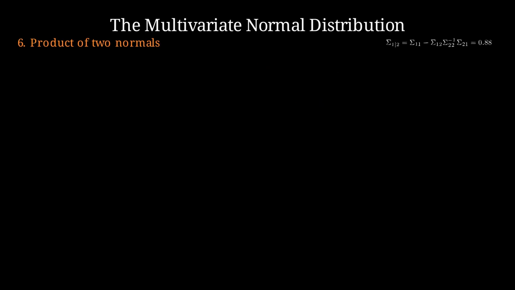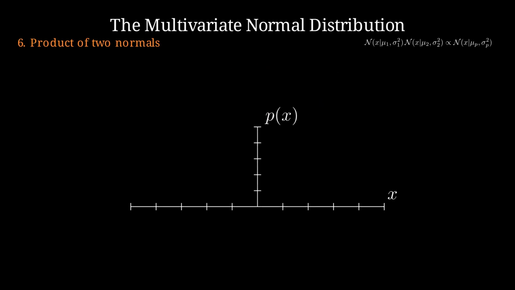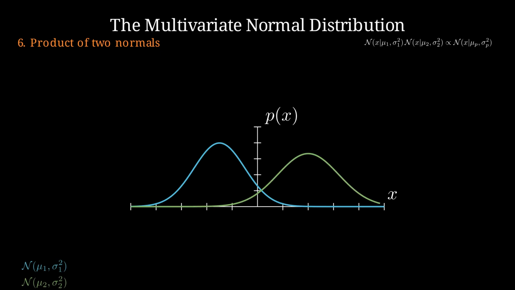Section 6, Product of two normal densities. When two Gaussian factors depend on the same variable x, their product is proportional to another Gaussian. This is the algebraic heart of conjugate Bayesian updating. Multiplying a prior by a likelihood produces a posterior that is still normal before we even normalize the constant.